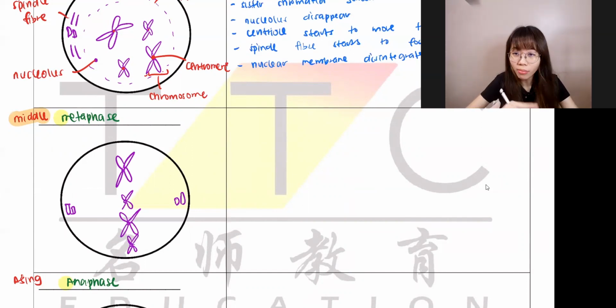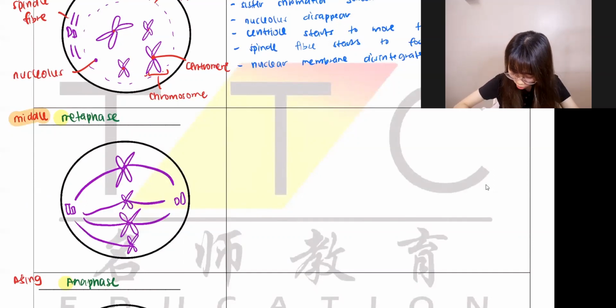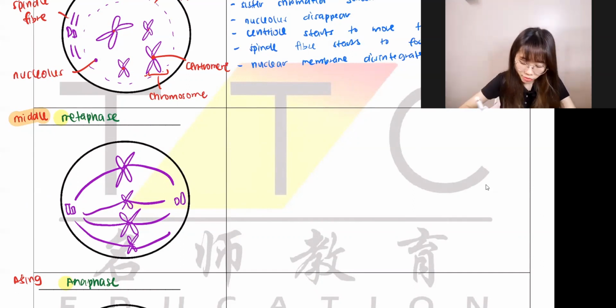Spindle fiber are from the centriole and they will join at the centromere. Usually I'll just draw like that because it's easier for me to aim the centromere. But if you want to draw the other way around also can, from here to here also can, but it's even harder to join at the centromere. It's your choice anyway. Usually for metaphase onwards, we don't have to label anymore because we have labeled for prophase, right? If you know how to label prophase, then you should know how to label metaphase because it's the same. We have a new thing here that we can label, which is the middle part.